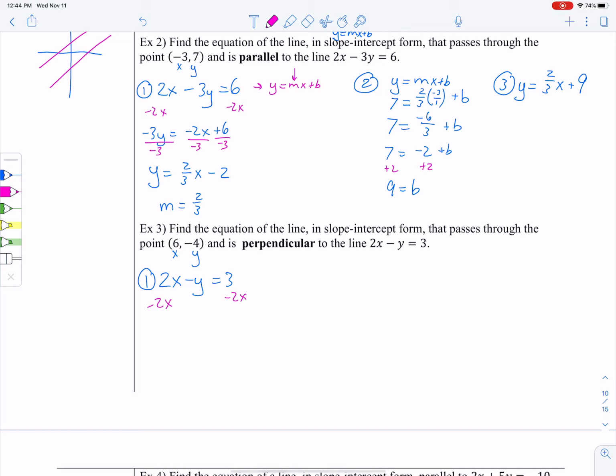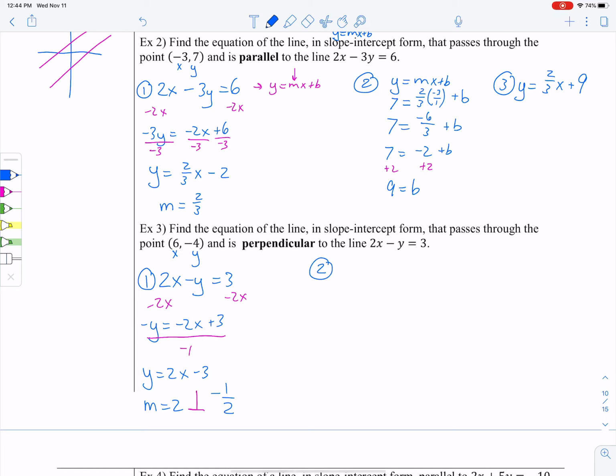So I'll subtract 2x from both sides. I get -y is equal to -2x plus 3. And then I'll divide everything by -1. So I get y is equal to 2x minus 3. So here my m is 2. But the question says perpendicular. So that means I need to take that slope and make it perpendicular. So it's -1/2. I flipped it and I changed the sign.